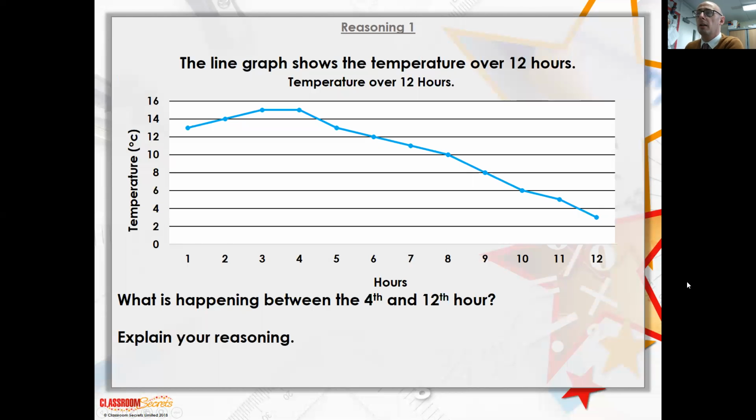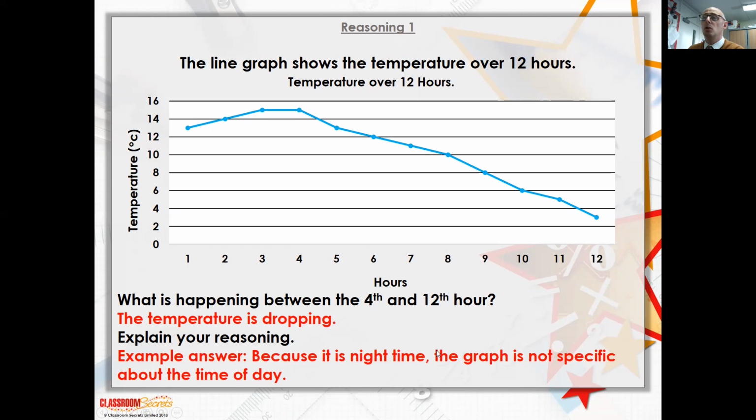This line graph here shows the temperature over 12 hours. Here we've got the hours at the bottom. We've got the title, temperature over 12 hours, and we've got the y-axis labelled here, the temperature, again going up in 2s on this one. What's happening between the 4th and the 12th hour? And can you explain what's happening? Have a look. Find the 4th hour and the 12th hour. What's happening? Why do you think that's the case? What reason might you come up with?